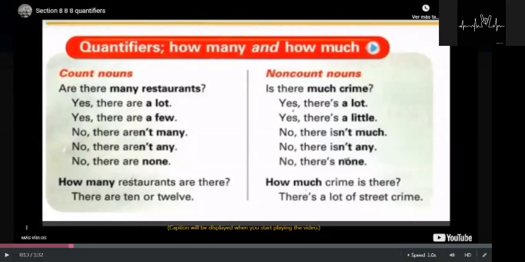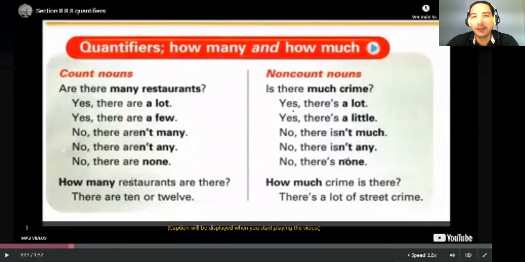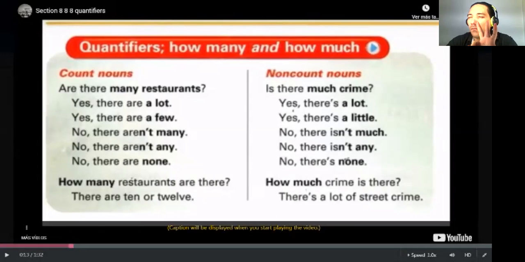Uncountable noun. A lot, a little. Okay. Estamos hablando de nouns, nombres, like crime, como el crimen. Building? Buildings, one building, two buildings, three buildings. That's countable. You can count buildings.